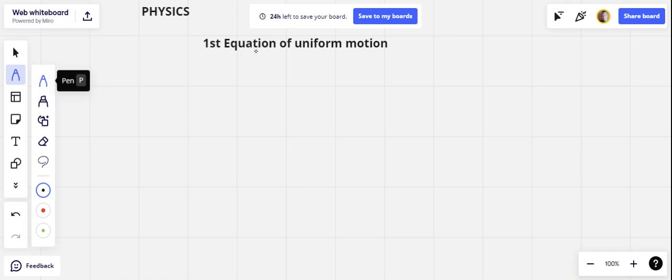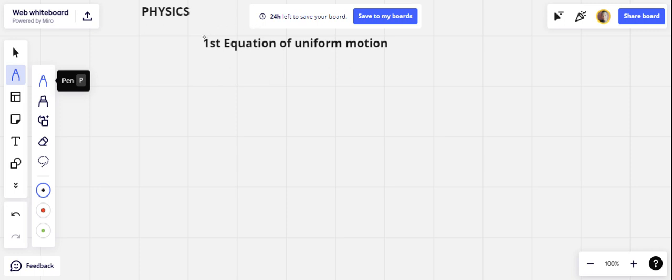Derive the first equation of uniform motion. When we say uniform motion, we're talking about motion in a straight line, or rectilinear motion. You're talking about a motion where you know the beginning and you also know the end. You are not somewhere in between.